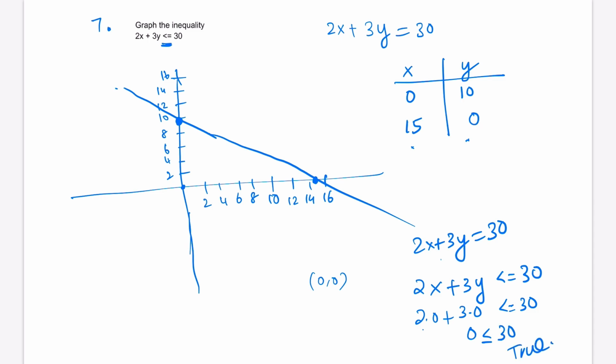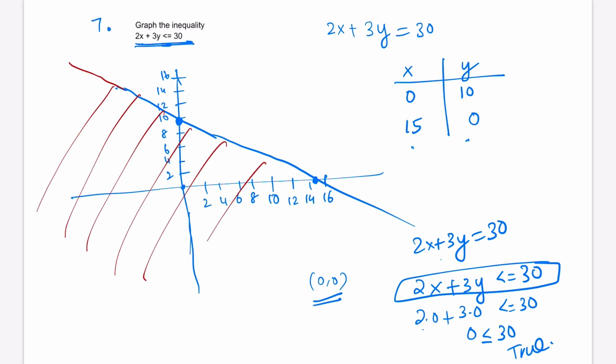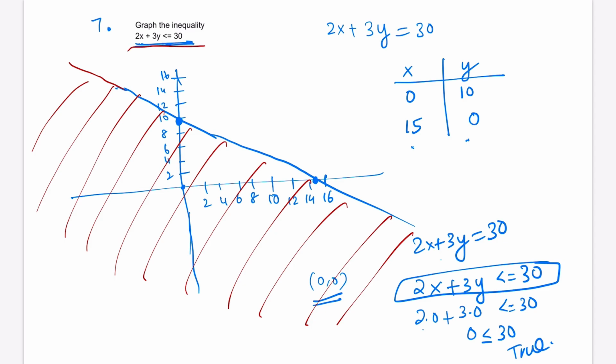Alright, so that means the point 0, 0 is part of this inequality. If it was false, it is not. In this case, we got it as true. So the graph of 2x plus 3y equal to 30 will look like this. Alright, so this is the graph of the inequality 2x plus 3y is less than or equal to 30.